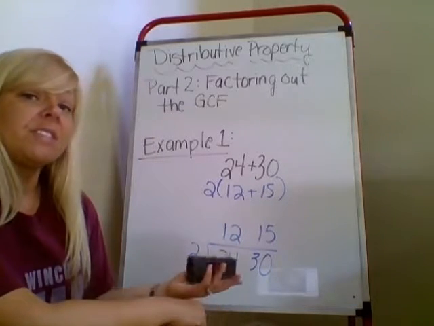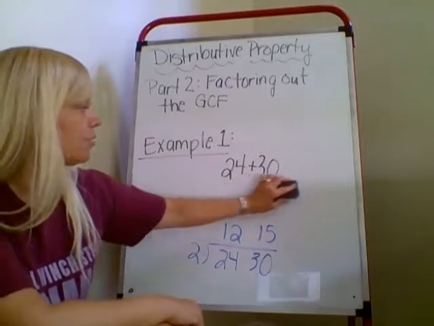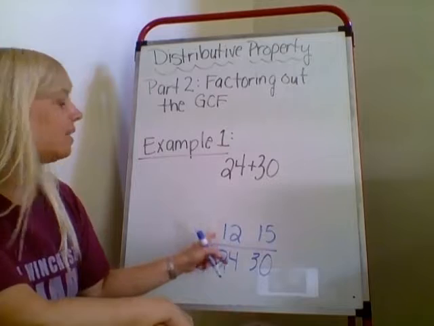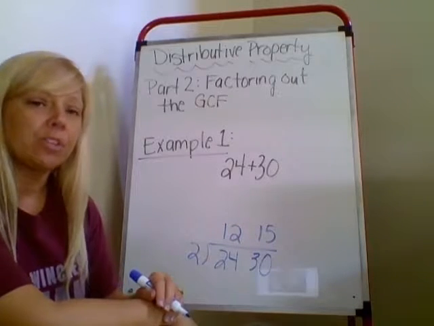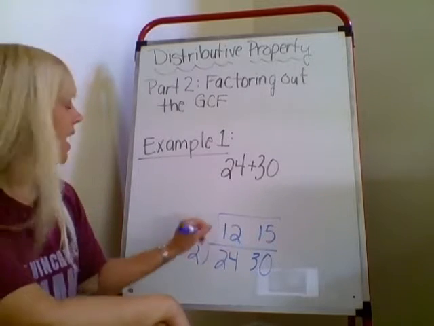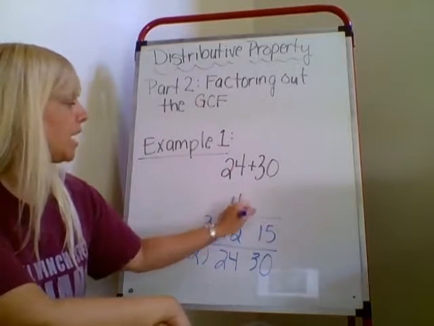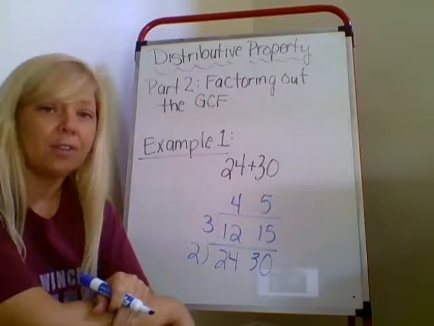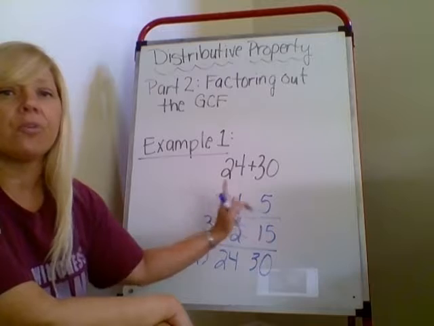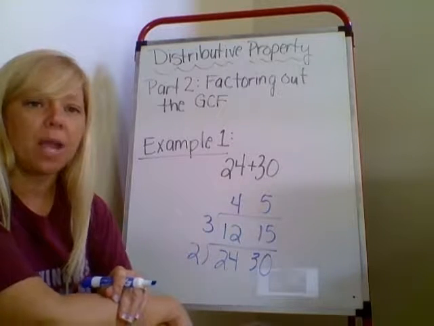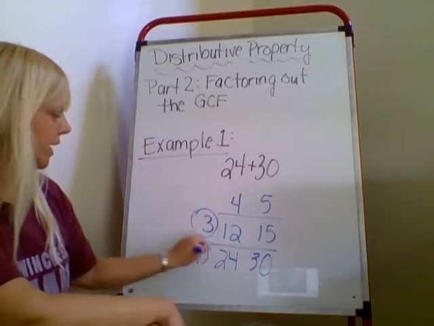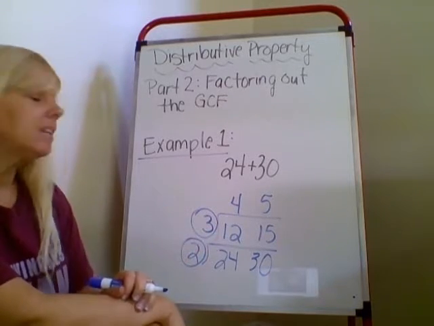But I want to find the GCF, and I know there is another factor besides 2 that can go into 24 and 30. If I look at 12 and 15, I know that 3 goes into both of those numbers. So again, I build it up, and 3 goes into 12 4 times, and 3 goes into 15 5 times. And I know 5 is prime, so I'm going to stop there. And I know 4 can't go into 5 evenly, so I'm done. So if I look, here's my GCF. My GCF is 3 and 2, so that's 6.